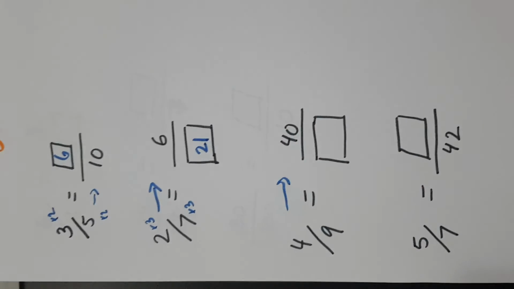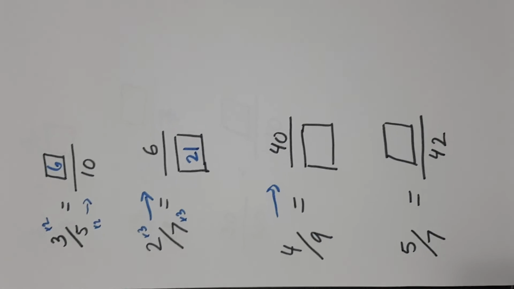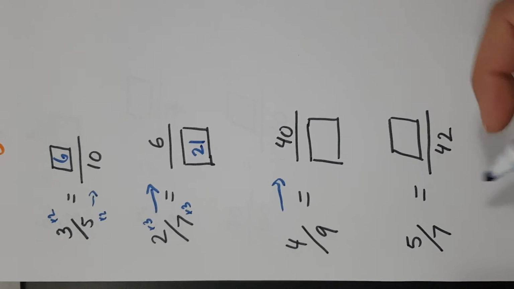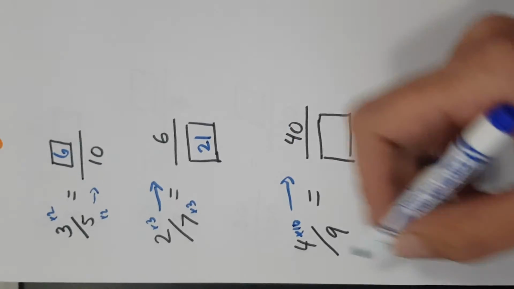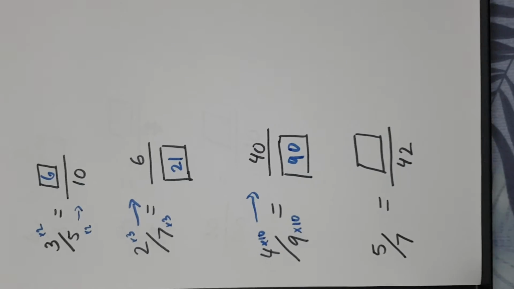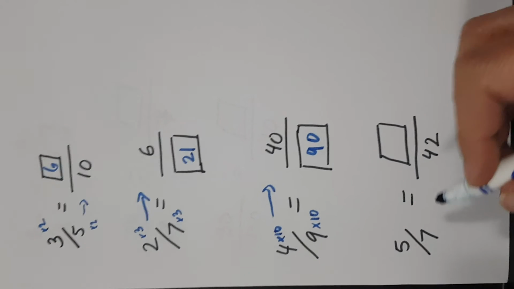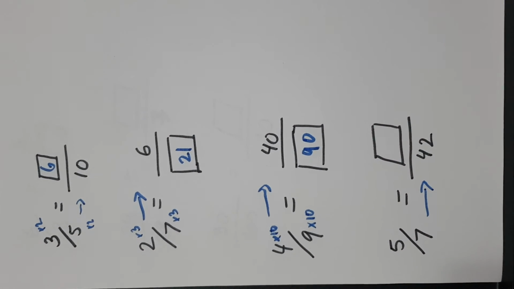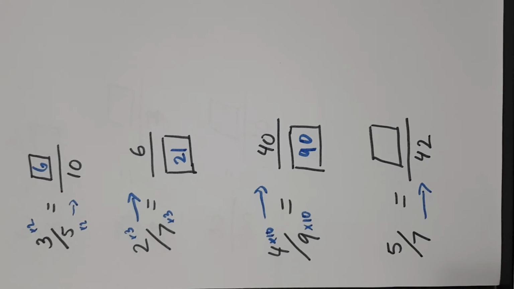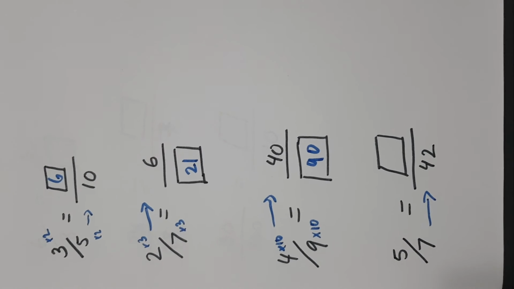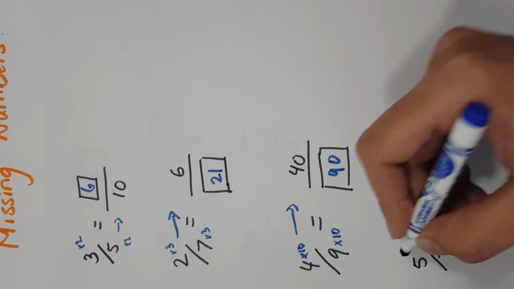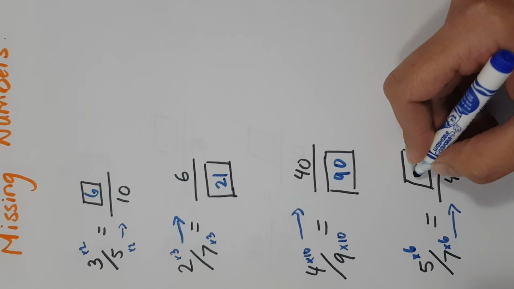Now, again, same idea. 4 became 40. Excellent job. What happened? I already gave you the answer. So it's 4 times 10, which means that down it will be 9 times 10. So the answer is 90. Same idea in this case. But here I'm working with the denominator. 7 became 42. Again, it became bigger, which means that I am multiplying. 7 times what will give me 42? Yes, 7 times 6, which means that I'm multiplying my numerator by 6, so it's 30.